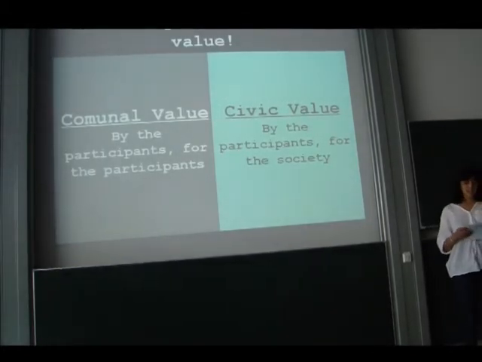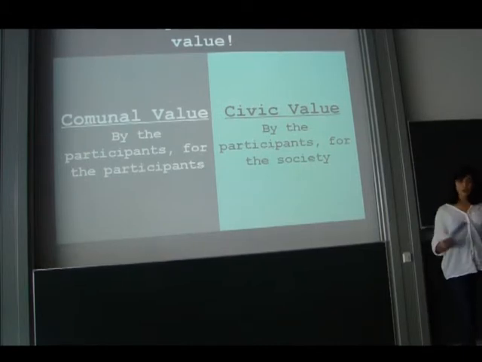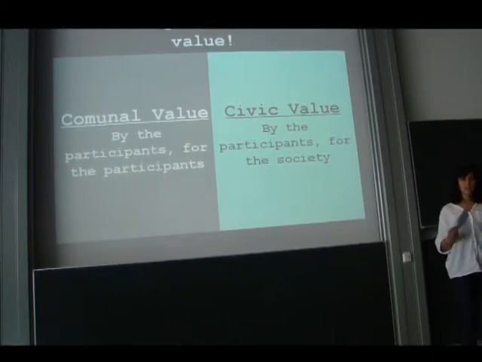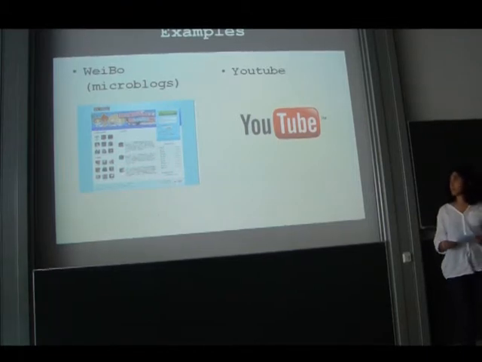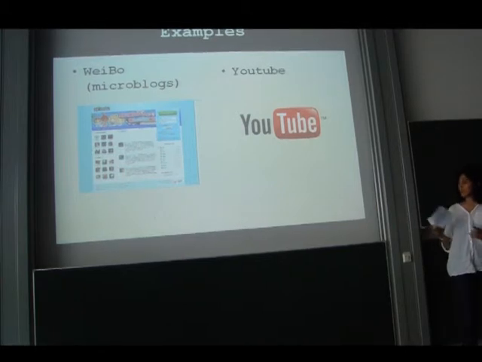And this leads us to distinguish between the value of each participation. Here we have the communal value, which the participants create for a group of participants for the same activity, or civic value, which would be used by the society towards a certain objective. And to illustrate everything, we want to give some examples with Weibo and YouTube, so that we can see which role the communities that keep them running play.